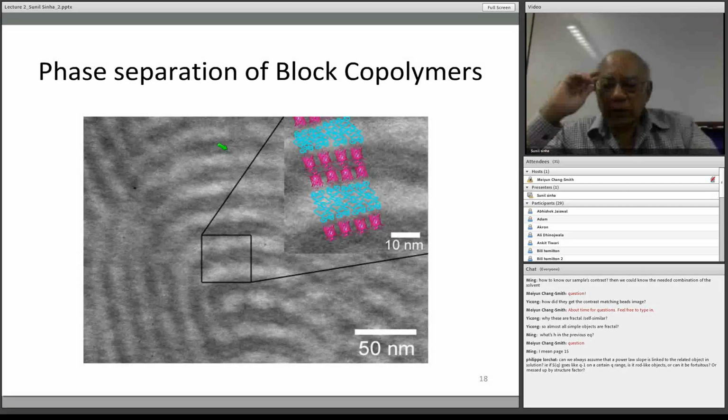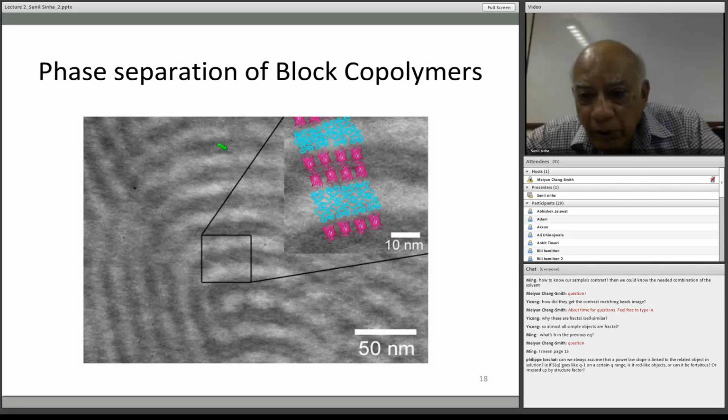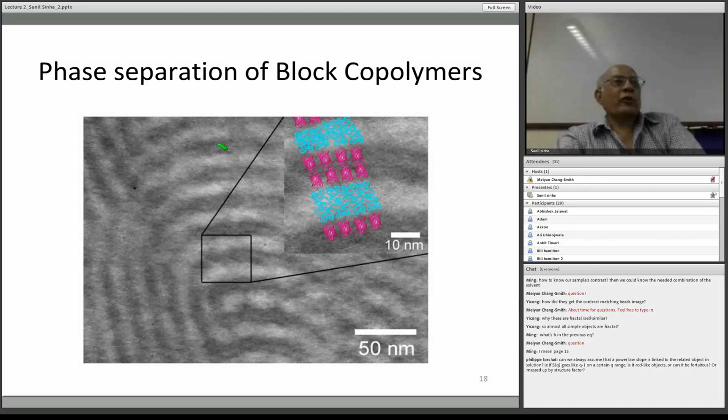Another question. Can we always assume that a power law slope is related to the object in solution? If S goes like Q to the minus 1 over a certain Q range, is it rod-like objects or can it be fortuitous or messed up by the structure factor? Well, of course, you could have a complicated structure factor for an object which looks like 1 over Q over a small range. But in general, if an object looks like some power law like 1 over Q over a sufficiently large range, then you can assume that it actually has a large, randomly oriented linear component to that structure. It's probably not fortuitous. But if it's over a tiny range, then I don't think it's significant. You have to consider the Q range over which these power laws exist.